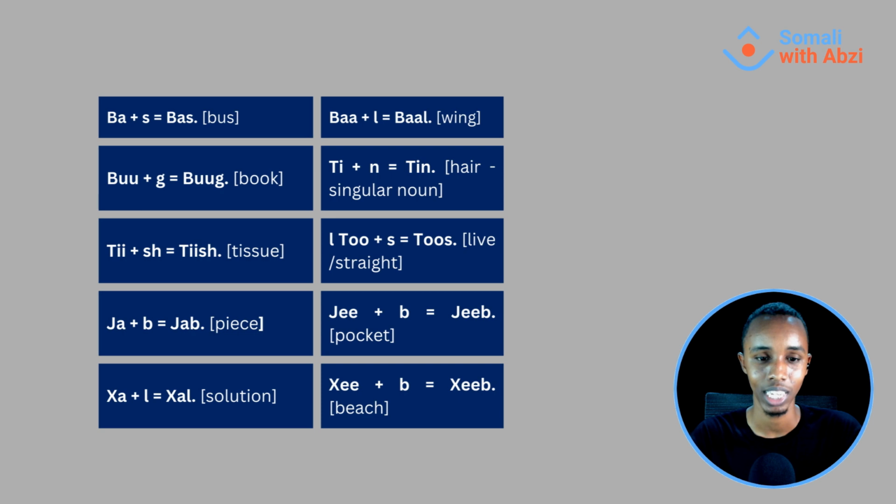That would be jab. What about j plus ba? That would be jab. What about he plus ba? That would be heb. What about ha plus la? That would be hal. I hope that was very easy for you.